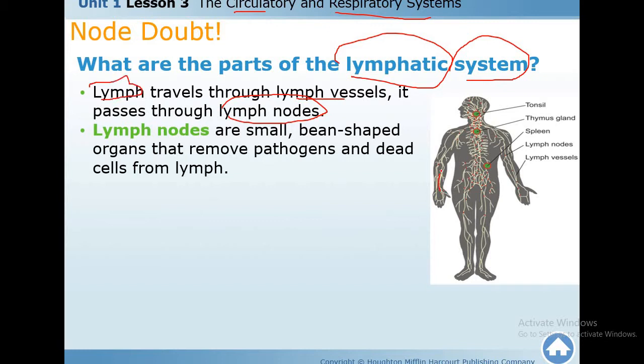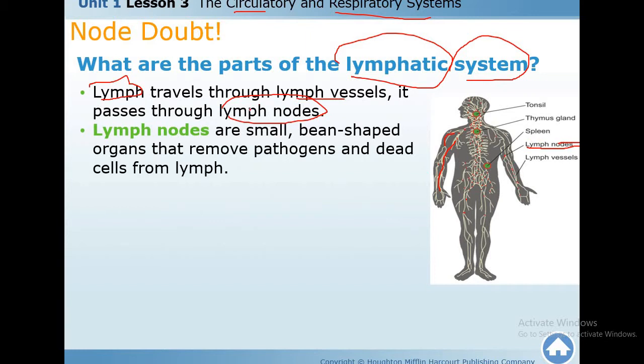Look, this is a vessel, the white one. It passes through the lymph node. So lymph travels in lymph vessels and passes through lymph nodes. This is a lymph node, the red small object. Where is the lymph node?